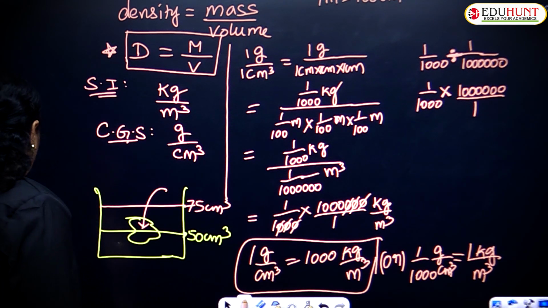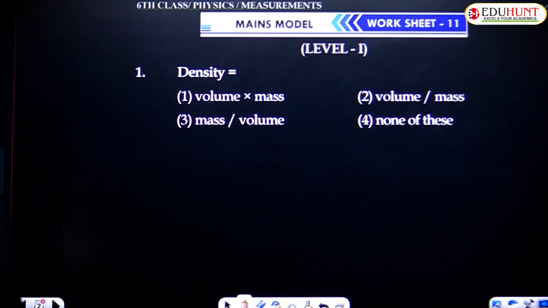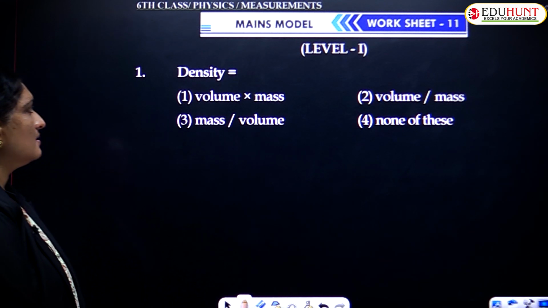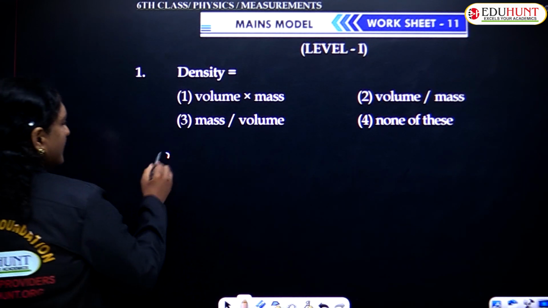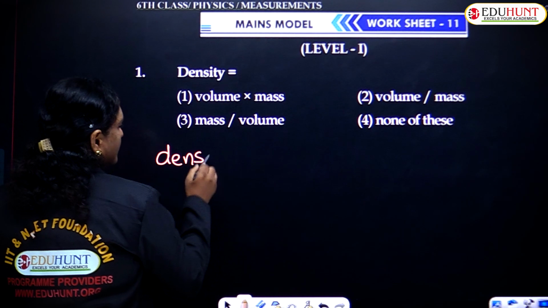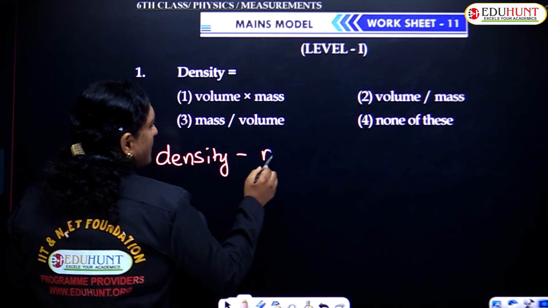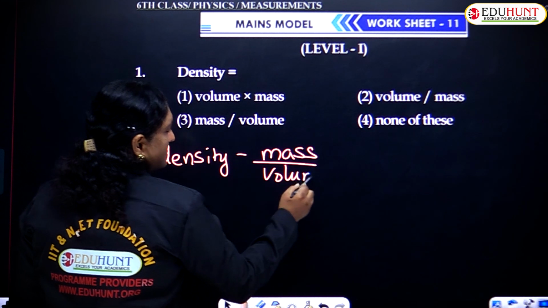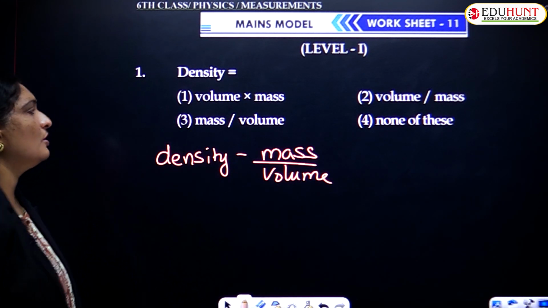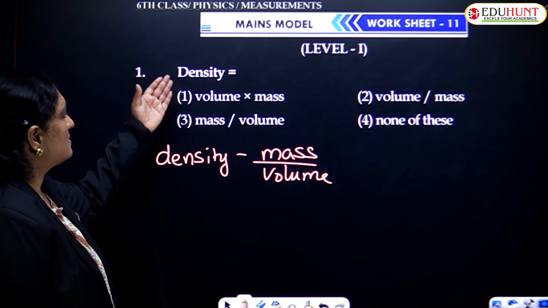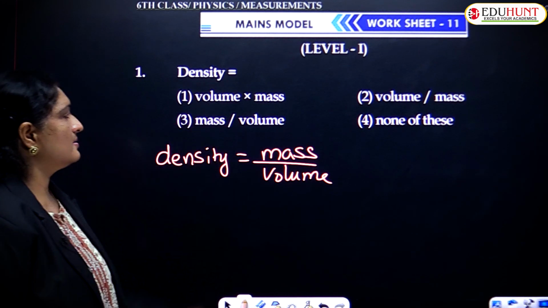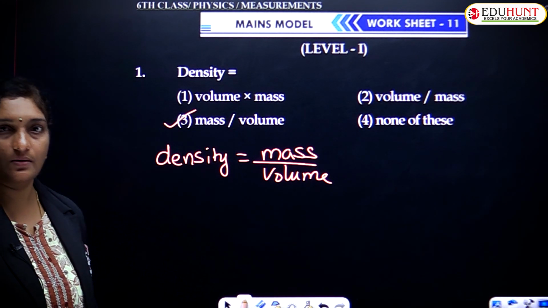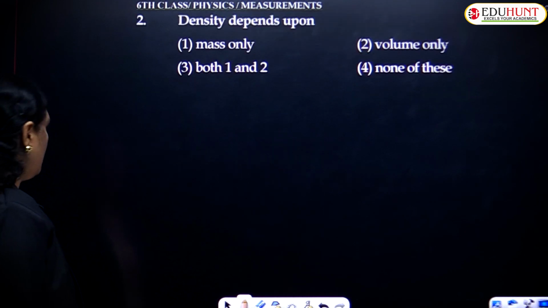Okay. So moving ahead, children. So first numerical, density. Children, as I told you that density is defined as mass by volume. Isn't it? Density is defined, the mass per unit volume is called as density. So here is your correct answer. Mass by volume is called as your density. Okay. Next.